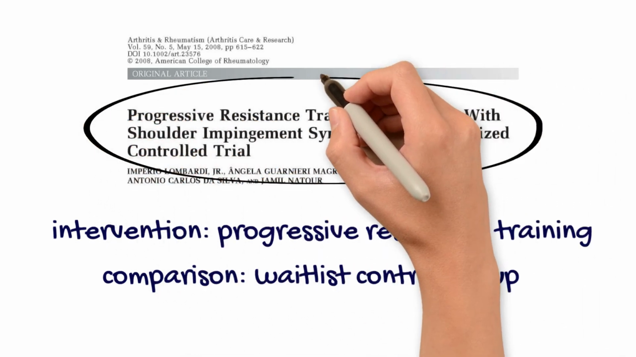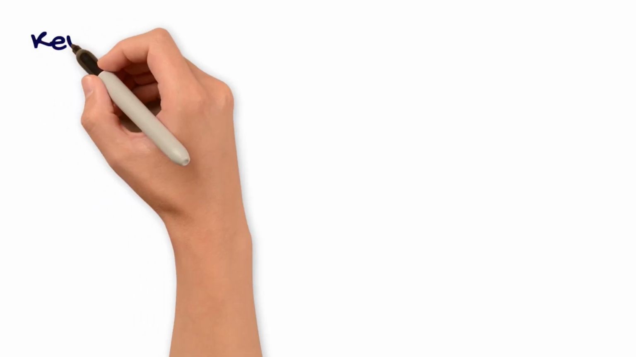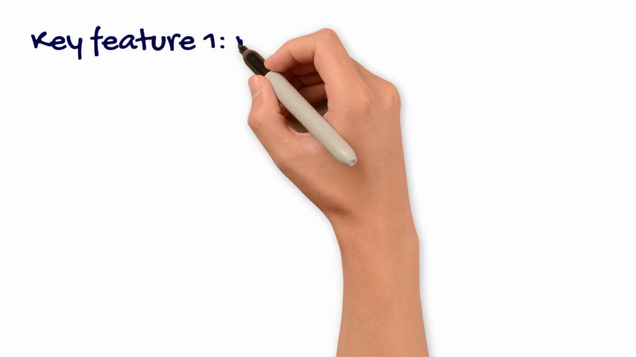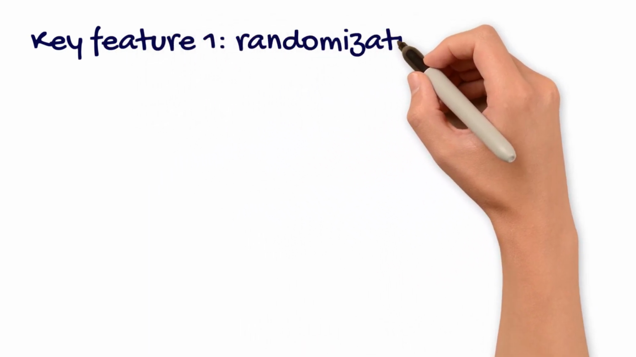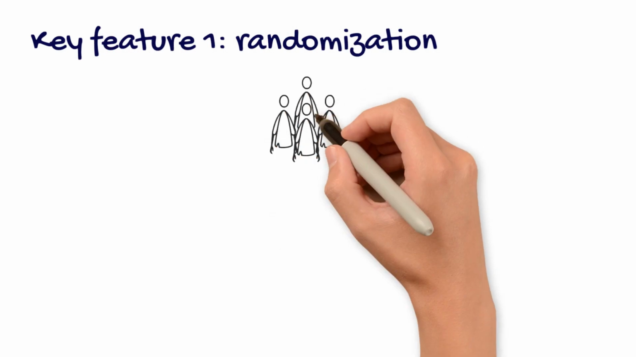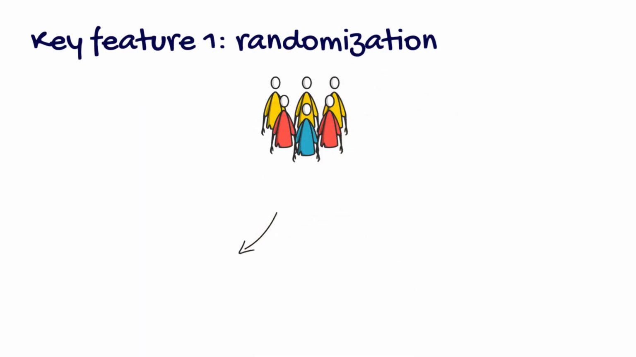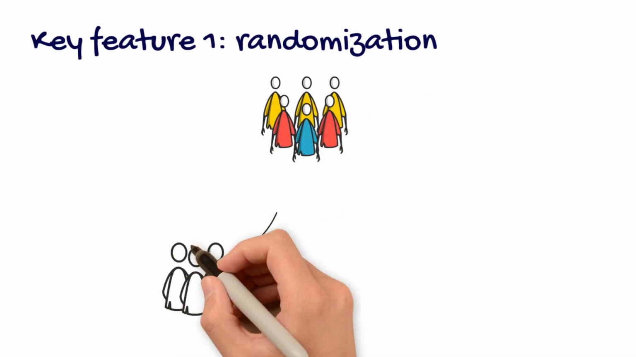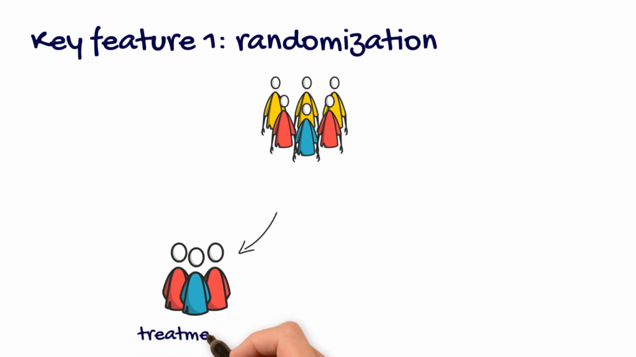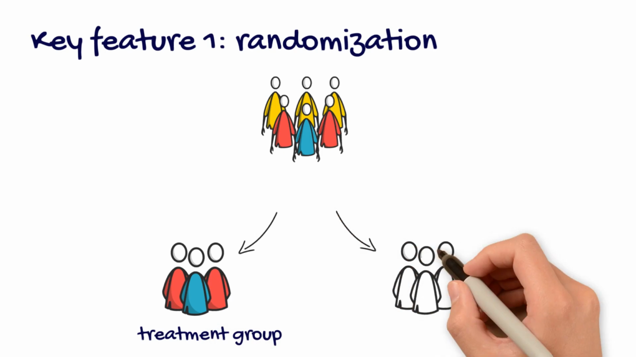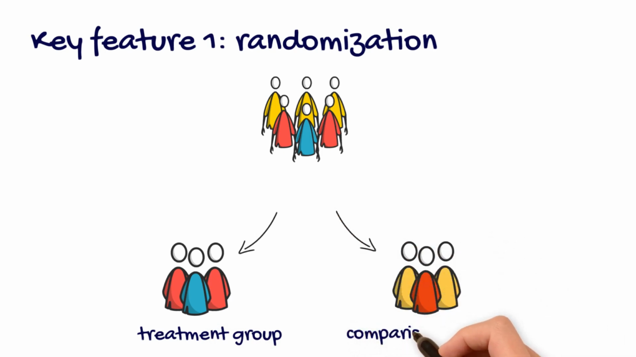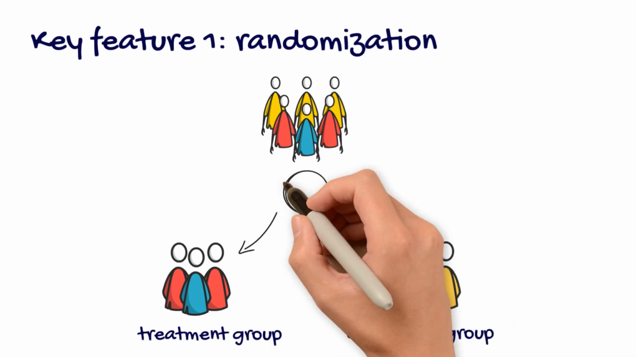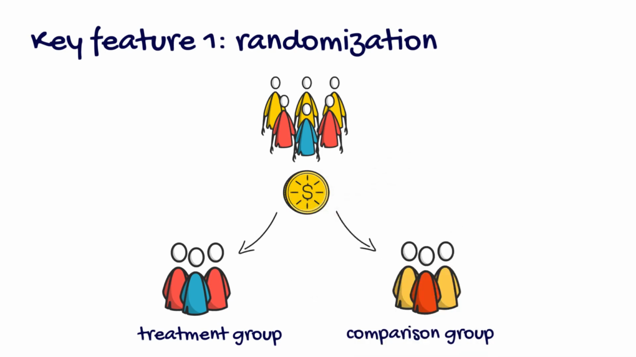Okay, let's go a little bit deeper into some of the key features of an RCT. The first is randomization. This means that all participants are randomly assigned to one of two groups, either the treatment or the comparison group. Each participant entering the study has an equal chance of receiving the treatment or not. Think of this like flipping a coin. Every time you flip a coin, you have a 50% chance of heads and a 50% chance of tails. So why is this important?